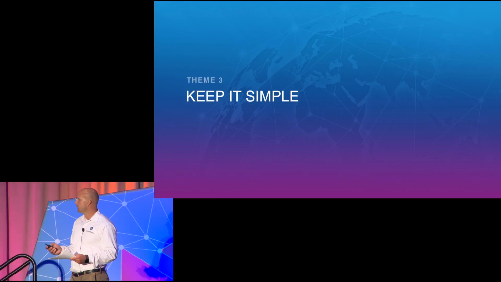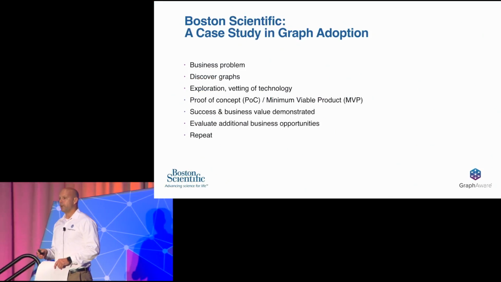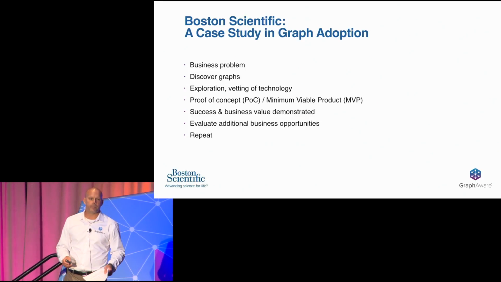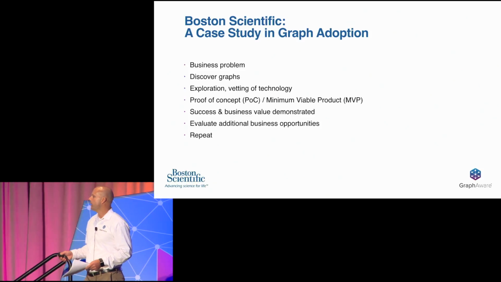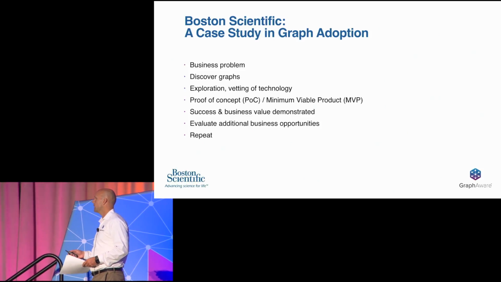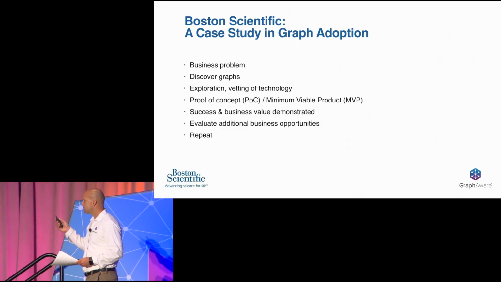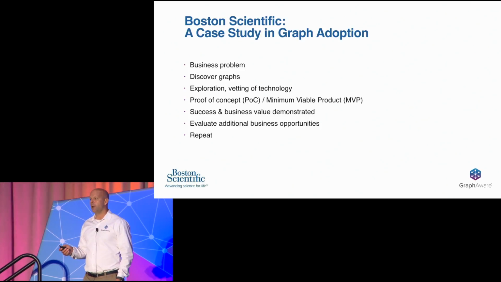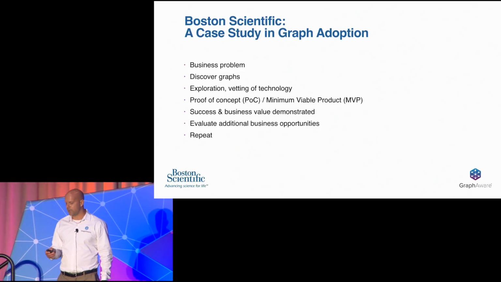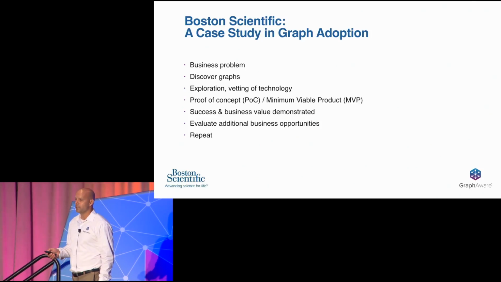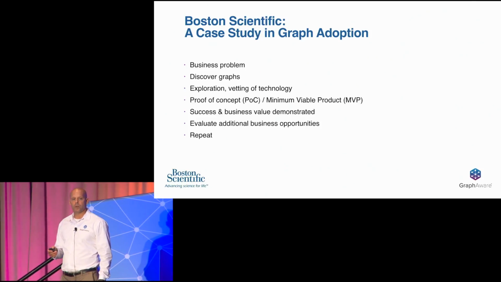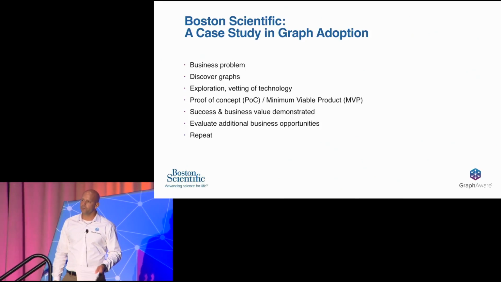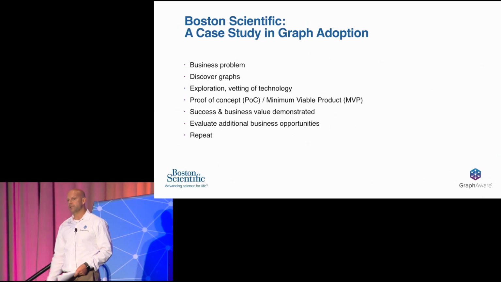At GraphAware, we work with a wide range of customers and clients across the globe, and we think this gives us a vantage point to observe trends and patterns across the graph community. In working with Boston Scientific, they've been a case study in graph adoption. As I've said, they started with a business problem. They discovered graphs and started exploring it, but ultimately they decided to get serious and vet the technology. This vetting is a critically important step, because this is where the quantum leap happens, where an organization goes from merely being a passive observer of the graph community to being an active participant.